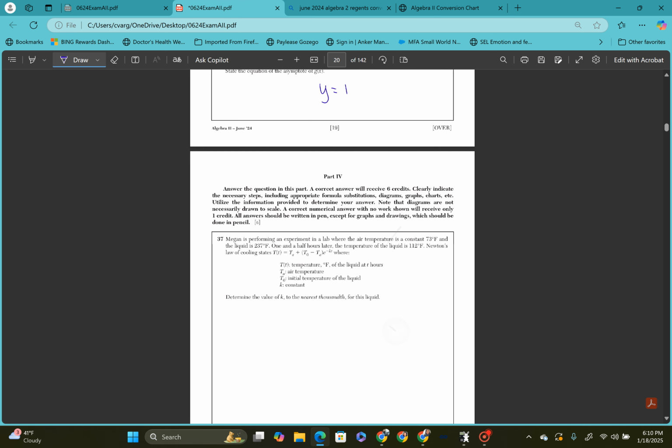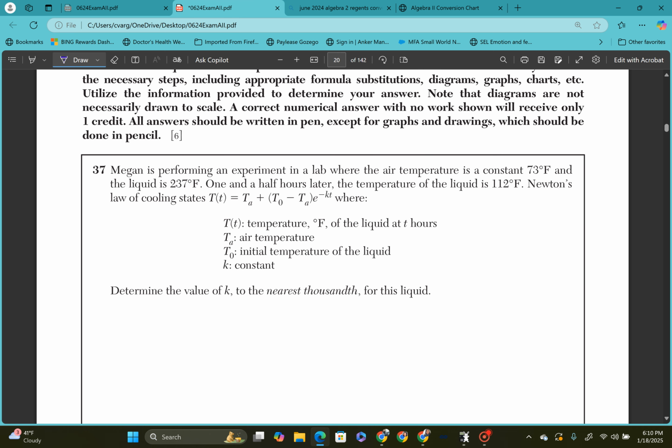Okay. Question 37. This one looks crazy, but it's not. It tells you that the air temperature is a constant of 73 degrees Fahrenheit. That's how much we start with. If I look and see, that's the air temperature, so that is my TA, just labeling everything that I see. And the liquid is 237 degrees, so that is my initial.